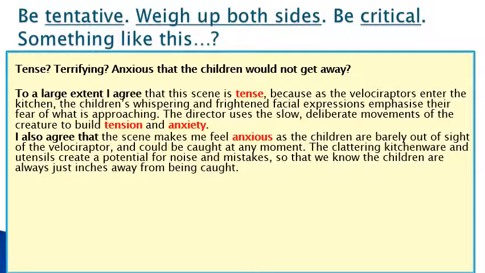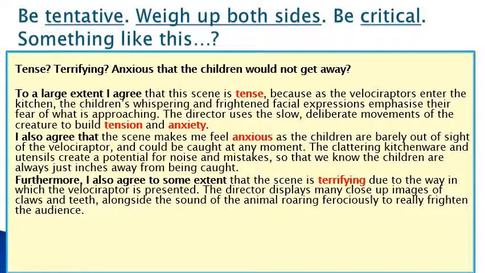I also agree, strengthening my argument here, that the scene makes me feel anxious, as the children are barely out of sight of the velociraptor and could be caught at any moment. The clattering kitchenware and utensils create a potential for noise and mistakes, so that we know the children are always just inches away from being caught. Furthermore, I also agree to some extent that the scene is terrifying due to the way in which the velociraptor is presented. The director displays many close-up images of claws and teeth alongside the sound of the animal roaring ferociously to really frighten the audience.